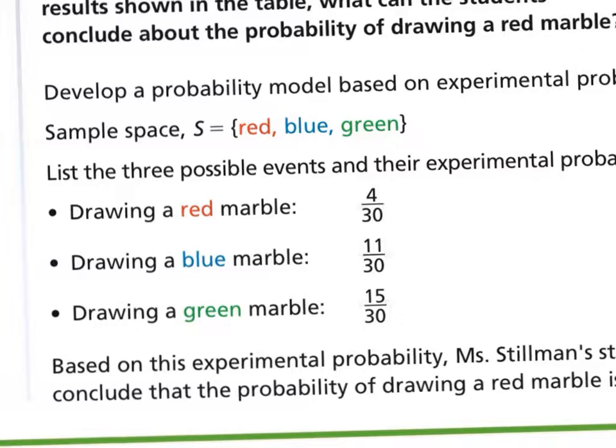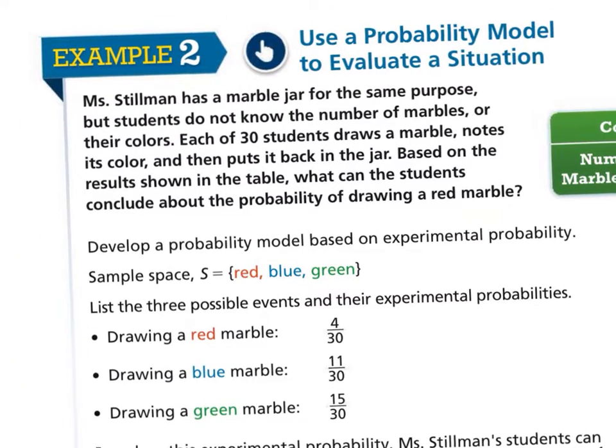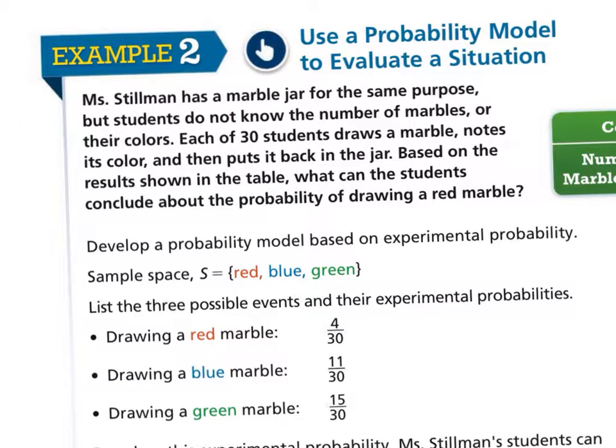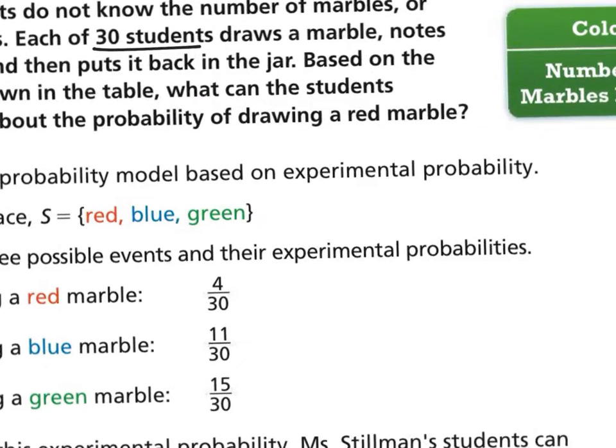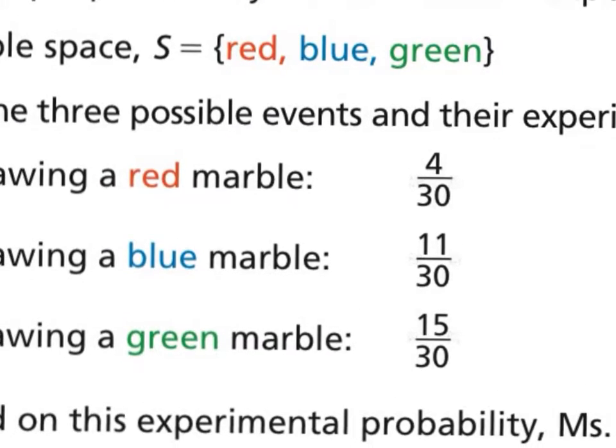But if you'll notice then, like it told you in the problem, there were 30 students that were drawing the marbles here. And then if we look at the table, 4 of those out of the 30 drew a red marble. So that's how they got the 4/30ths. Or we could reduce that. Always reduce if you can. 2 out of 15. Blue marble is 11 out of 30. Green is 15 out of 30, or a half.